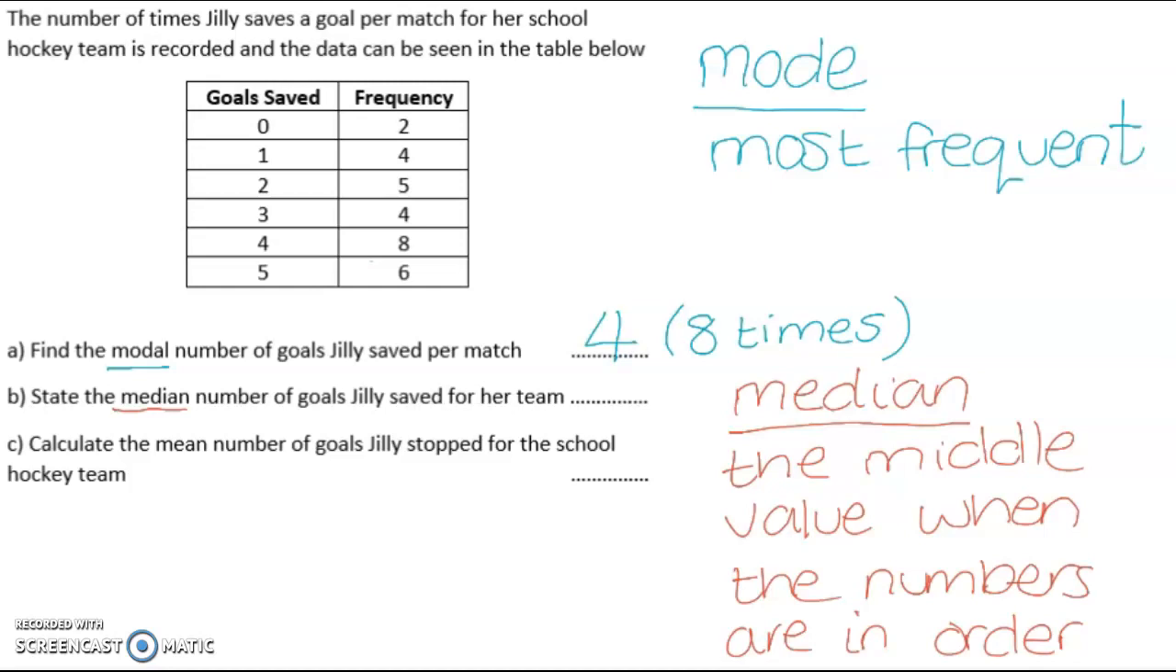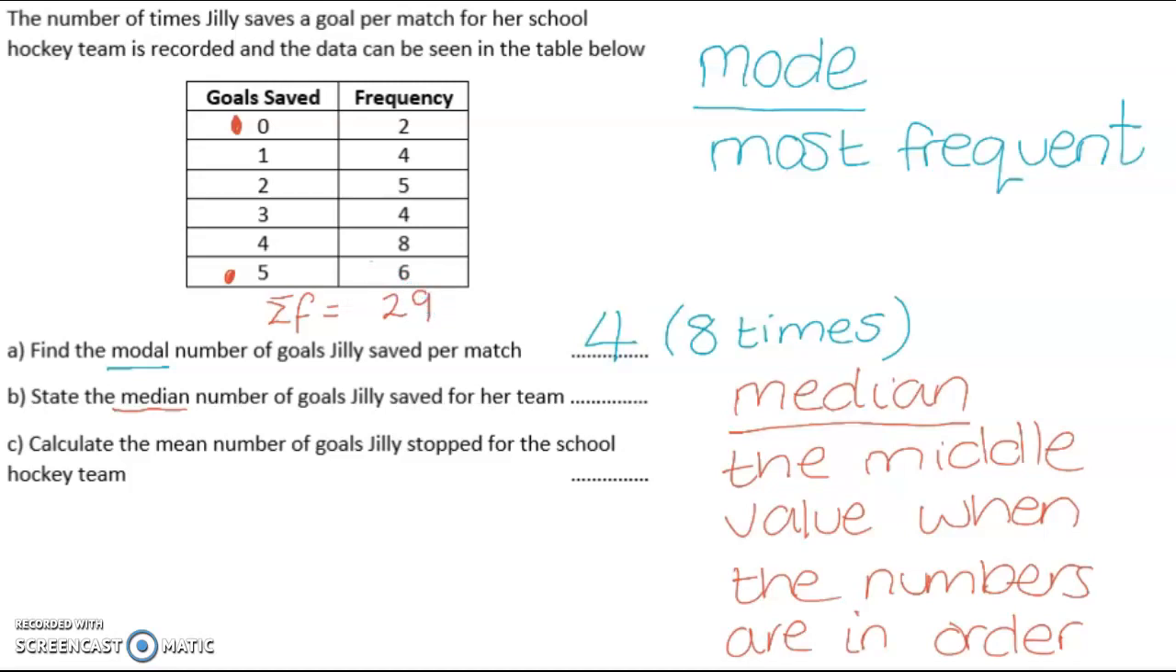They start with 0 and they end with 5. I have 2 number zeros, 4 number ones, etc. I need to think about how many numbers I have all together. So if I add up the frequency, using the notation sigma f, the sum of the frequencies, I can carefully add 2, add 4, add 5, add 4, add 8, add 6, and that gives me 29.